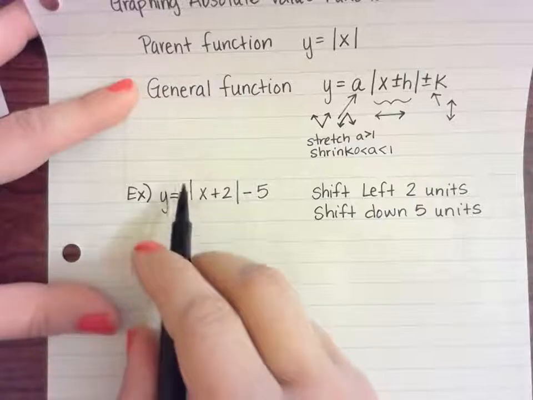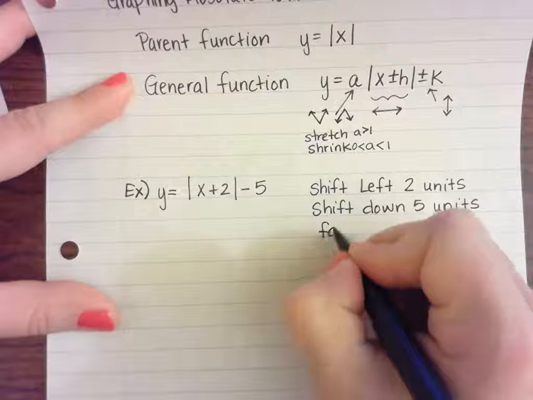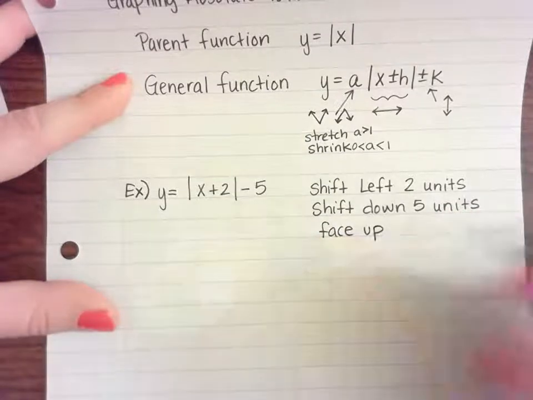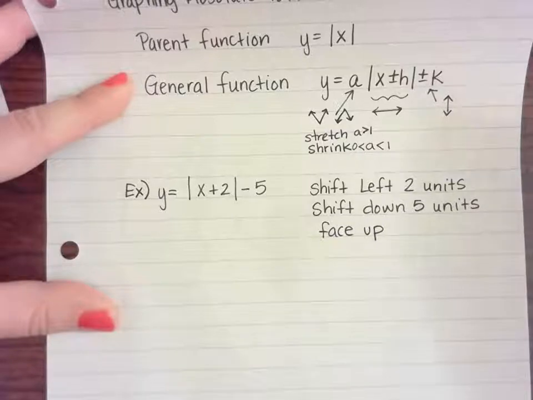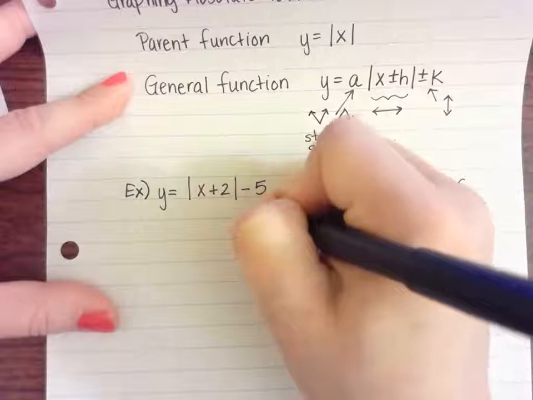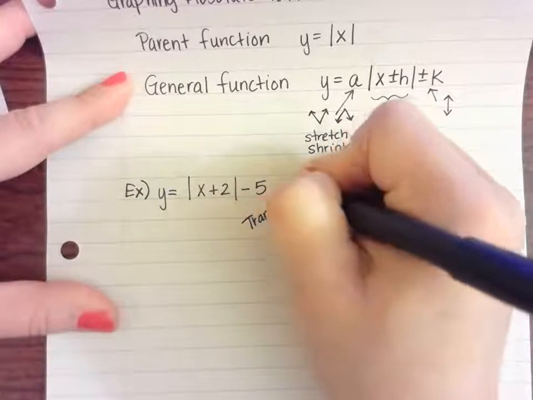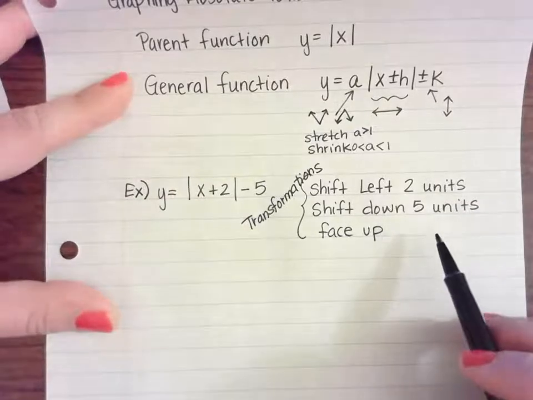So that's a positive 1. Your slope will be 1, and this is going to be a face-up graph. These three little phrases that I just wrote down, those are called transformations. So when you see the word transformations, that's what I'm talking about, telling me in words how this moved.